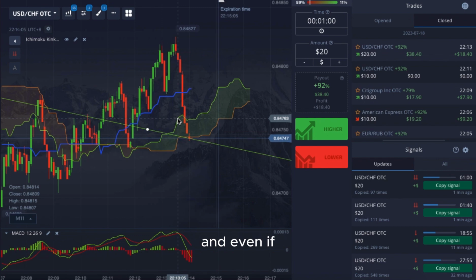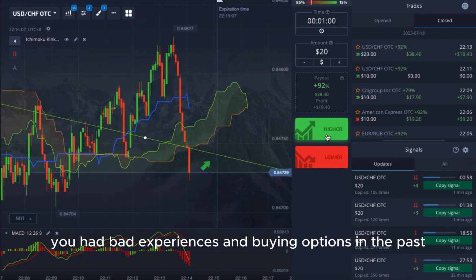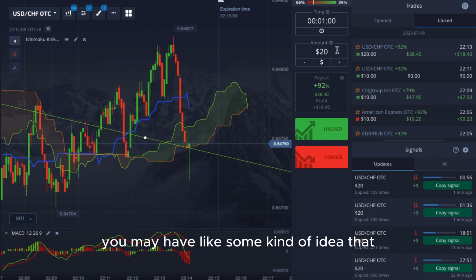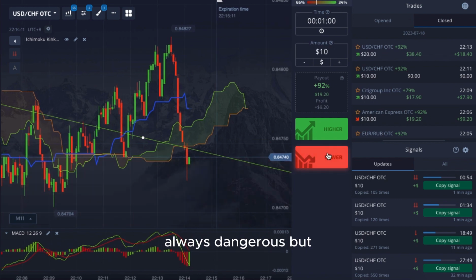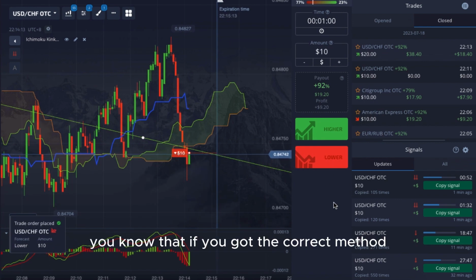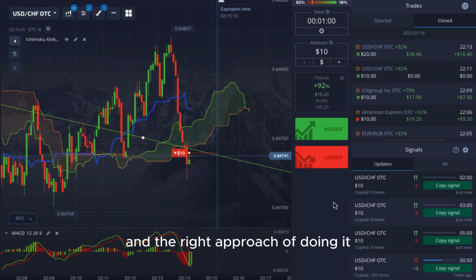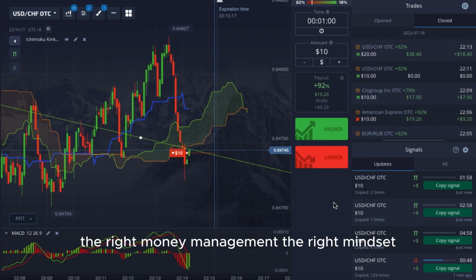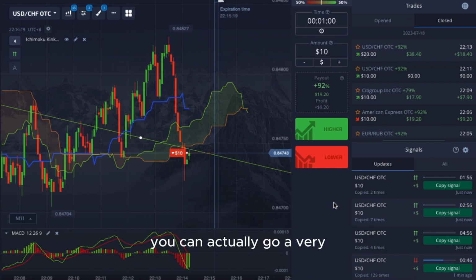Even if you had bad experiences in binary options in the past, like sometimes you may have some kind of idea that, oh, it's dangerous, but once you know that you've got the correct method and the right approach, the right money management, the right mindset, you can actually go a very far way.